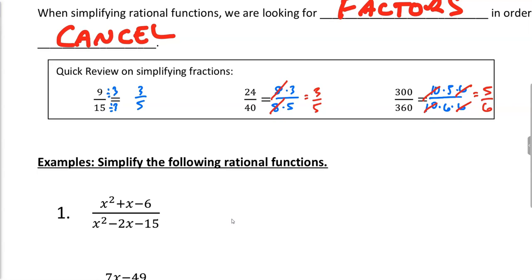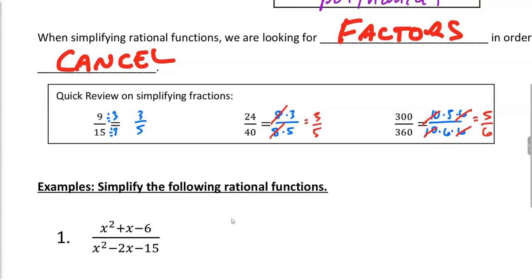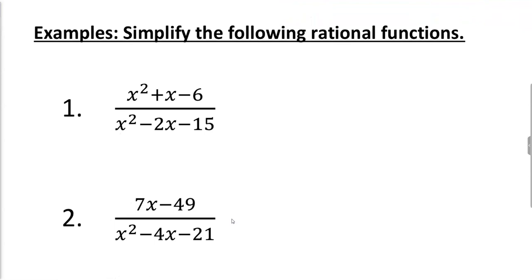So with rational functions, we're going to factor them first, and then we're going to see what cancels out. But it's really important that you factor first, okay? Because you will make my head explode if you go through here and go, oh, look, I could cross off the x squareds. You're not allowed to do that, all right?